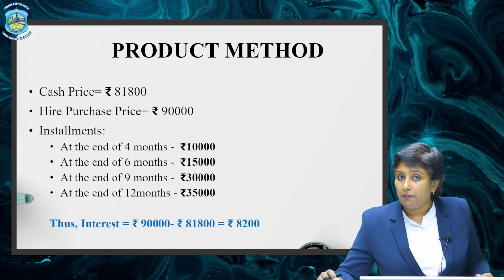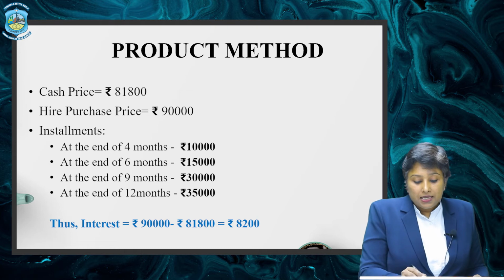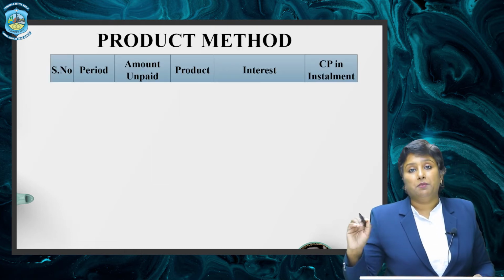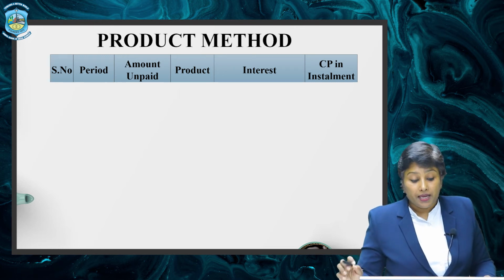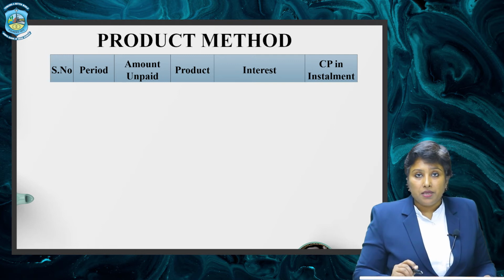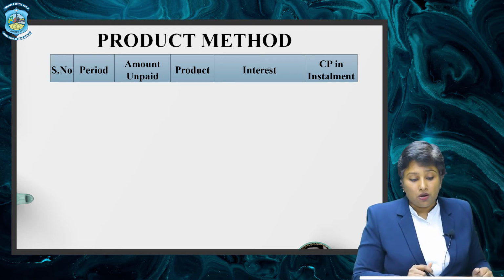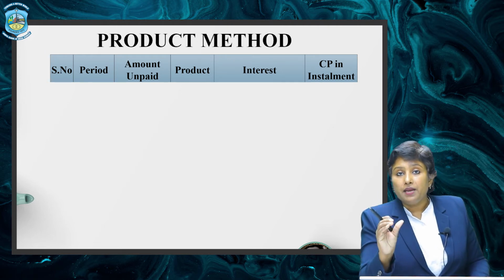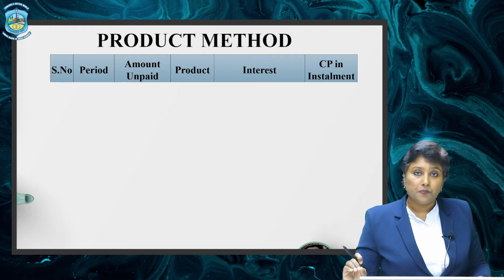So which method is to be applied? Of course, the product method. Okay. So let us understand how the product method is applied with the help of this simple table. So now the very first column to be prepared is the number of installments, 1, 2, 3, 4, as many installments as are given to you, you will write in the first column. The second column is very important, where you are going to find out the difference between the two installments in months or in years. Okay.